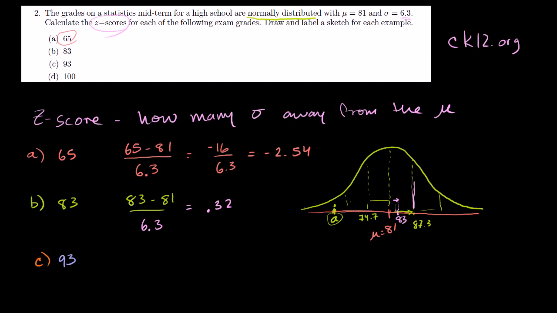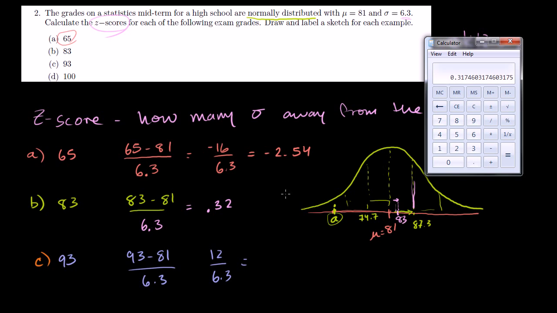Part C, 93. Well, we do the same exercise. 93 is how much above the mean? Well, 93 minus 81 is 12. But we want it in terms of standard deviation. So 12 is how many standard deviations above the mean? Well, it's going to be almost 2.